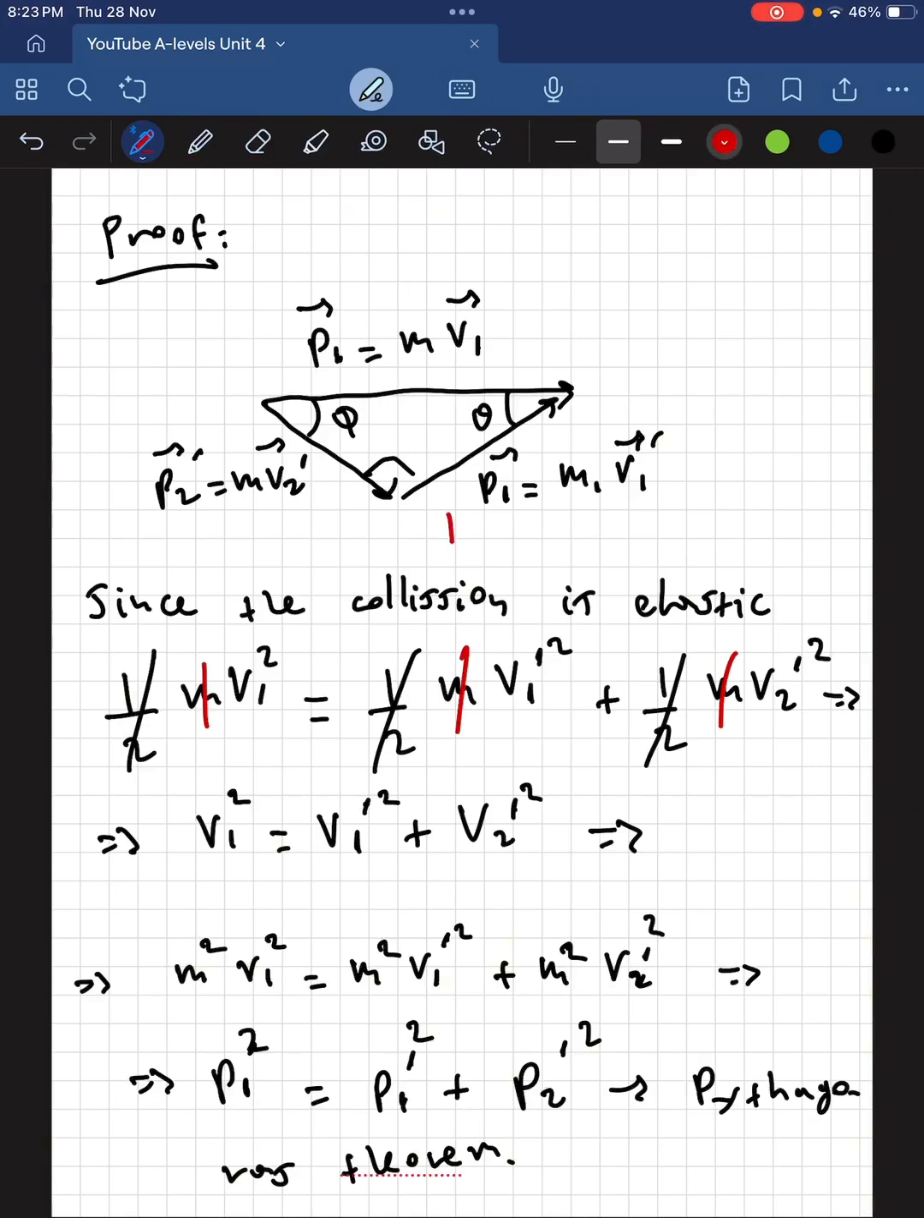Okay, so if we go back to our triangles here, p1 prime squared plus p2 prime squared, by the way, this is primed, I just noticed, is equal to p1 squared. So this is the hypotenuse. So this is going to be the hypotenuse of my right triangle. So theta plus phi is 90 degrees because this angle here is 90 degrees. And this is the proof.